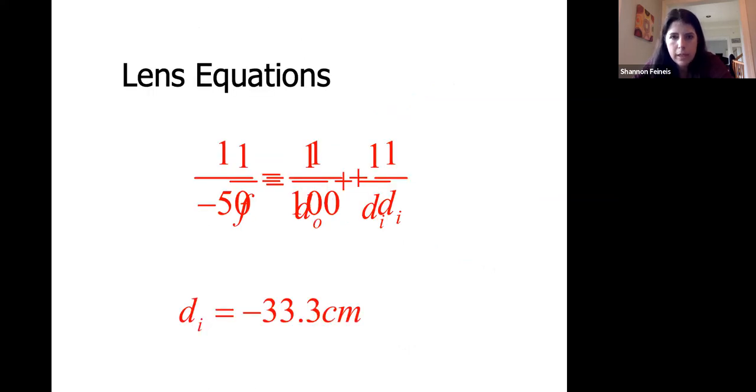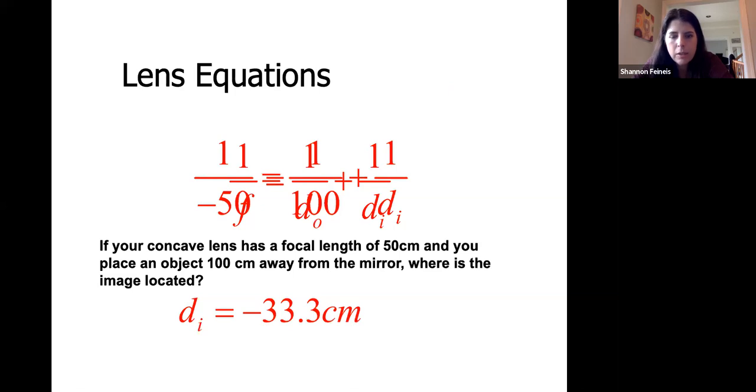Ooh, that's a good slide. So this one has a concave lens, and they only tell you the magnitude of the focal length. You need to make sure if it's a concave lens that you're putting in that negative sign in front of the focus. And so that negative value is what's going to end up giving you this negative image value.